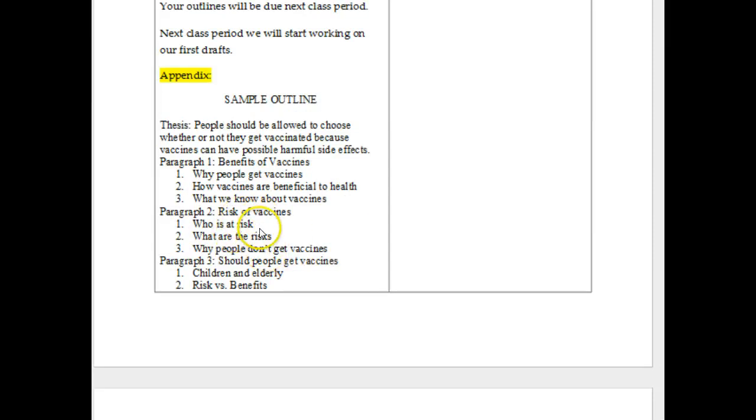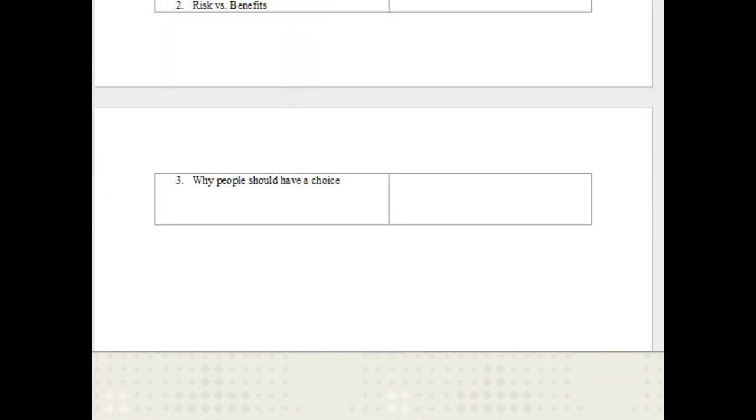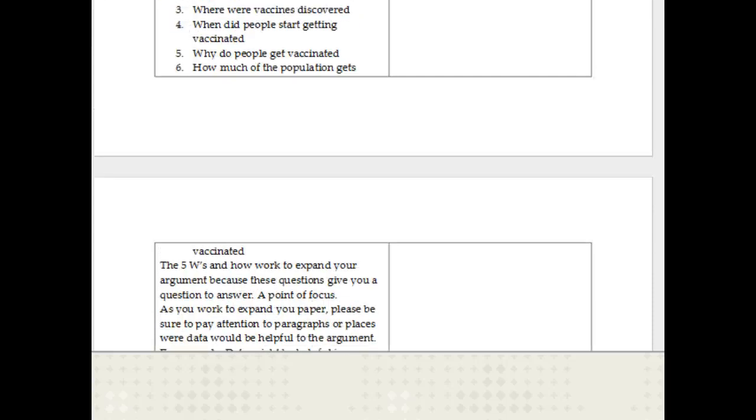Who's at risk? What are the risks? Why don't people get vaccines? So in other words, vaccines aren't good for 100% of the people. And then, oh, ding, ding, ding. Maybe I need a qualifier with my claim, et cetera, okay? So push them just a little bit farther to think about the refutation piece, okay? This is a beautiful outline, it really is.